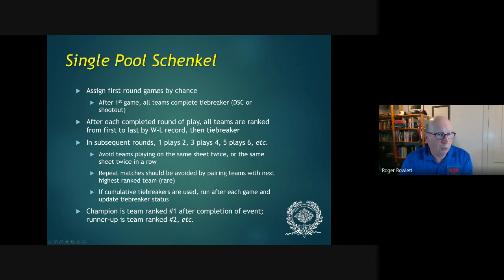So this would be for a single Pool Schenkel. You want to avoid teams playing on the same sheet twice, but that's usually pretty easy to arrange, or on the same sheet twice in a row.